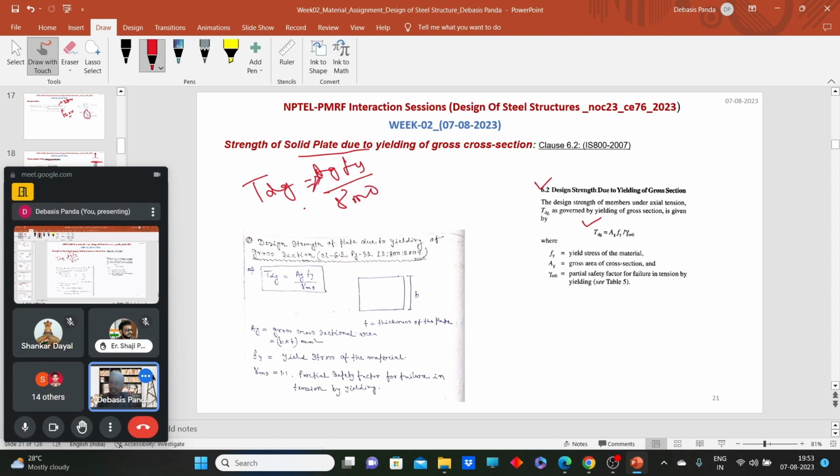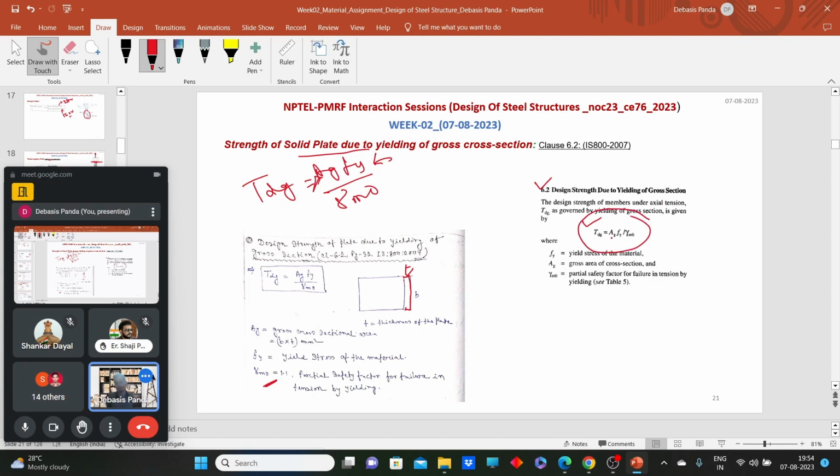Now what is that A_g? A_g is the gross cross-sectional area. What does that mean? If I have a plate like here, with width B and thickness T, what will be the gross cross-sectional area? B into T. f_y is the yield strength, because we are considering yielding as a failure. Gamma_m0, we have also discussed, is the factor of safety that we can find from Table 5 when we consider yielding as a failure. So the strength of a solid plate based on yielding we can calculate using this simple formula.